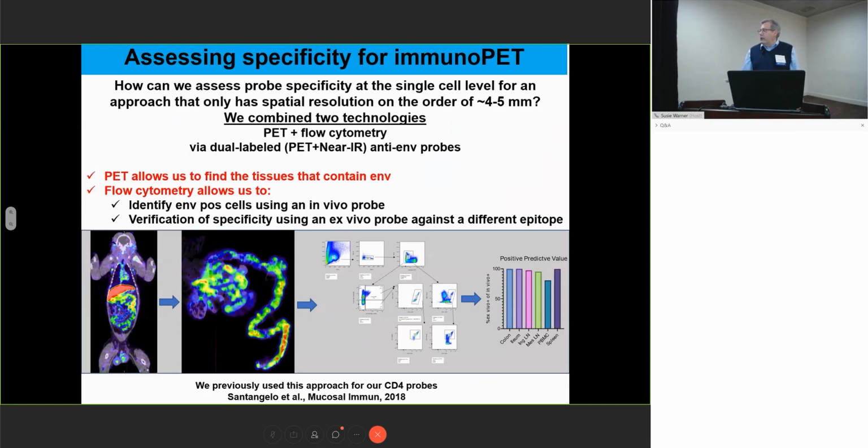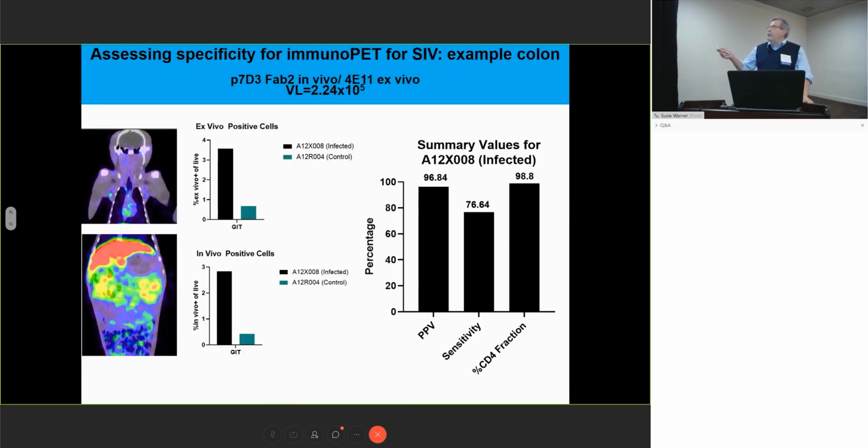But the whole idea is to look at these positive predictive values. I just want to give you one example from SIV. This is using a primatized version of 73, so a new version of that antibody as a Fab2. And then we used 411 as our ex vivo probe, essentially. This was a fairly reasonable viral load. The point of the matter is that this is the ex vivo positive cells, this is the in vivo positive, and these are the positive predictive values.